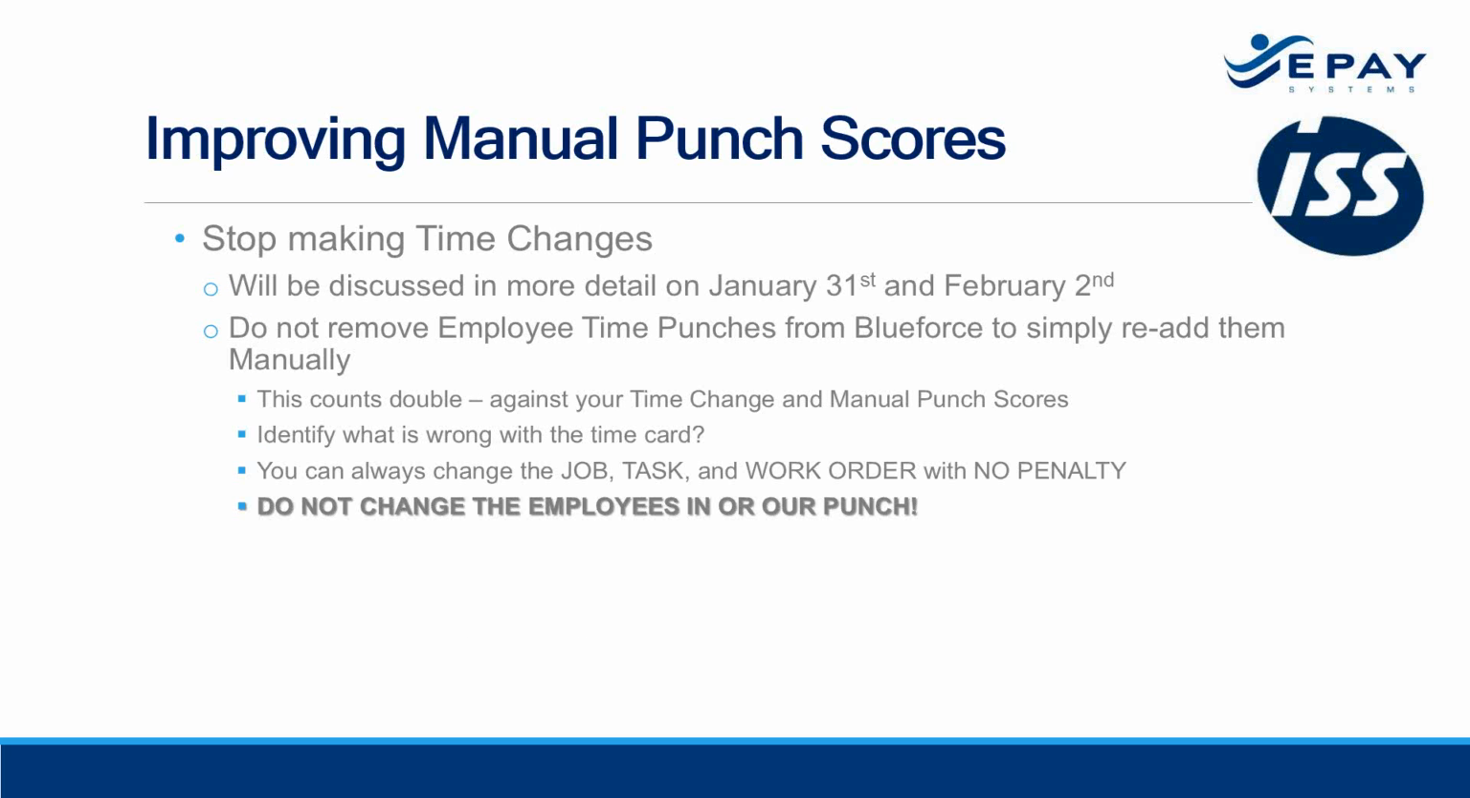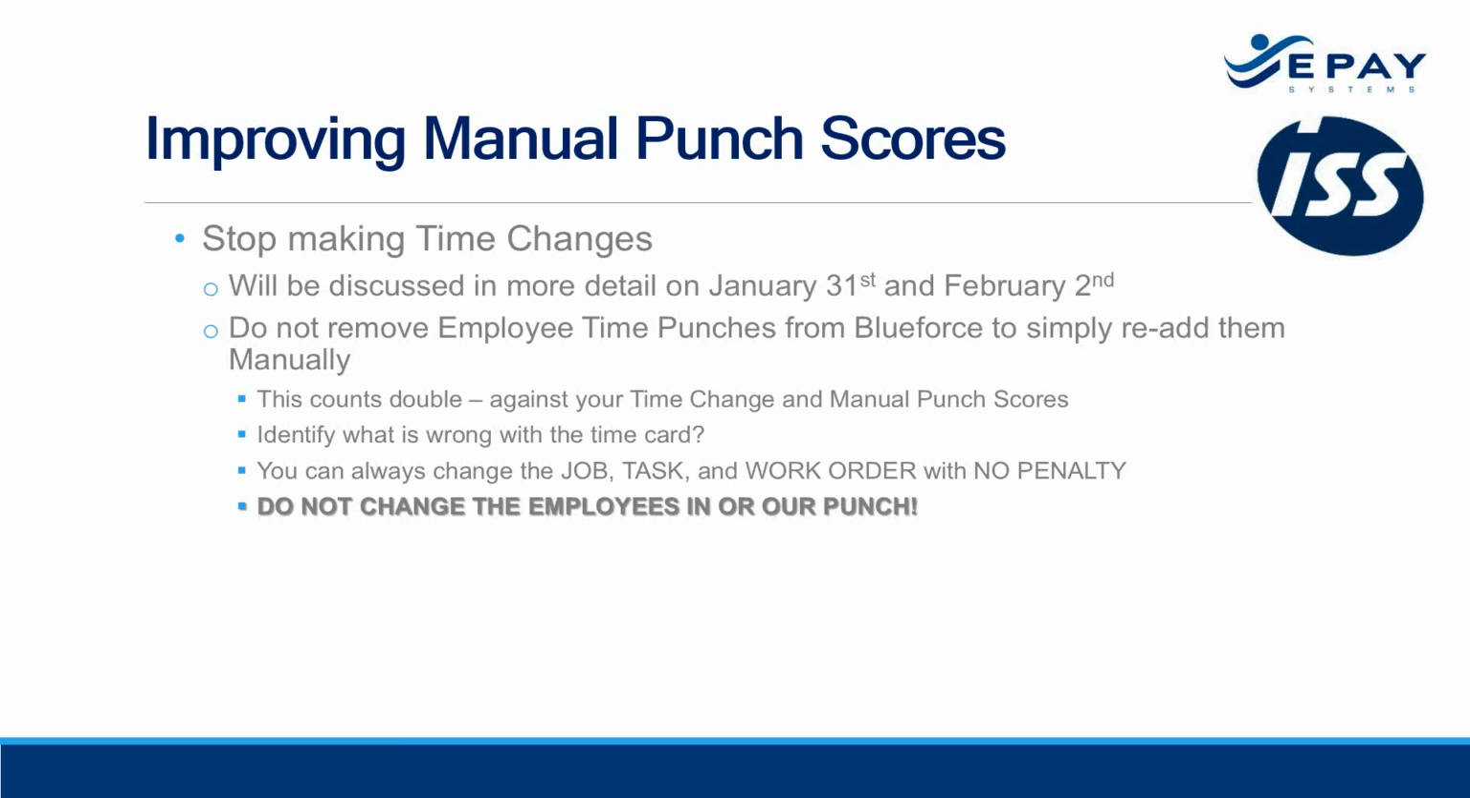And one thing I'll talk about more in next week's webinar is time changes. But one of the key things with manual punches is you need to stop making time changes. And it's correlated. It's a love-hate relationship here, because there are a lot of scenarios where employees will punch in and not punch out. So a lot of supervisors feel that it's easier just to go in there and key in a new line and remove or change an entry that's already in there, and that is not the case. This is not how you do that.